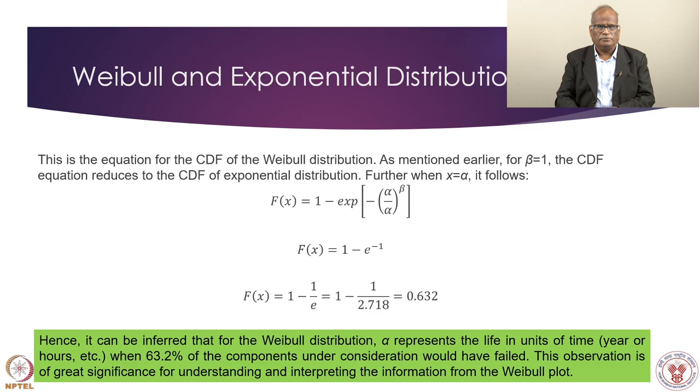Now the characteristic life is normally 0.632, we have estimated like this. If x is equal to alpha, then the cumulative distribution is 1 minus e raised to power minus 1, which is nothing but 1 minus 1 upon e, where the value of e is 2.718. So 0.632. Hence it can be inferred that in the Weibull distribution, alpha represents the life characteristic of the component, when 63.2% of the components under consideration would have failed. This observation is of great significance for understanding and interpreting the information from the Weibull distribution. So you will see on a Weibull graph 0.632 has been marked on F(x), that is the cumulative distribution or failure probability, and that is called the characteristic life in the Weibull distribution.